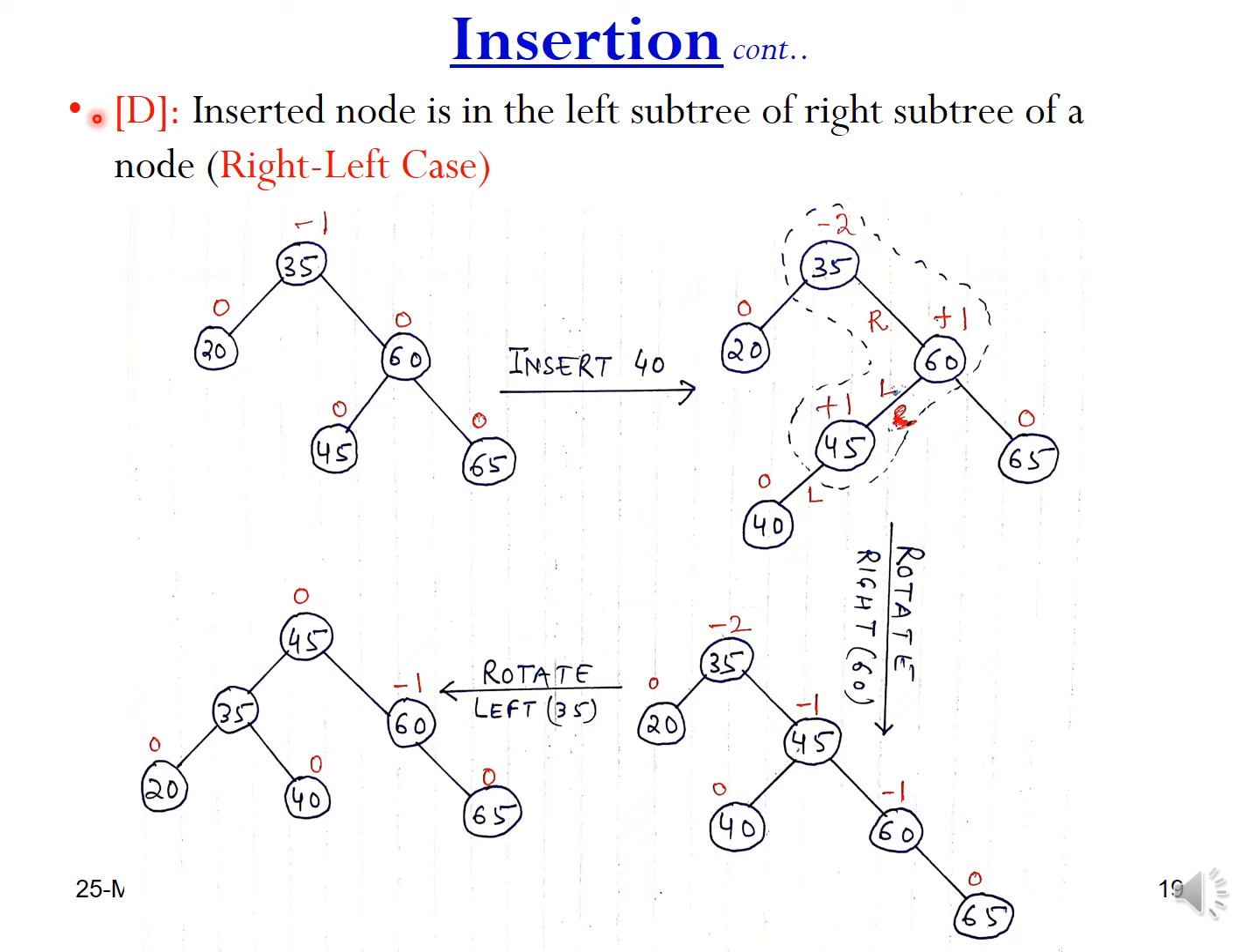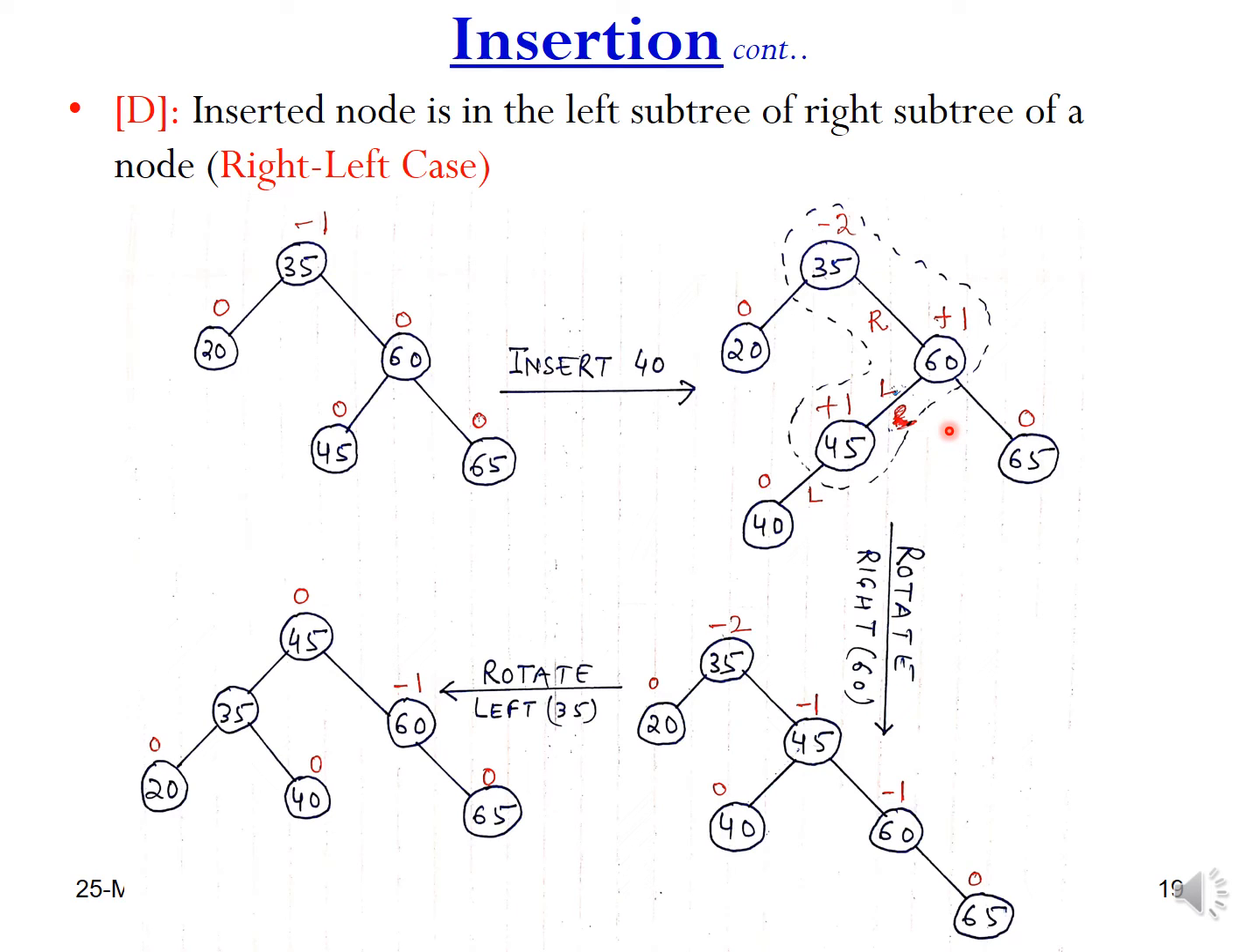The inserted node is in the left subtree of the right subtree of a node. This is the right left case. We have taken some AVL tree. Now we are inserting 40. 40 is less than 45, so it should come here. As soon as this 40 comes here, the balance factor of this AVL tree is disturbed.